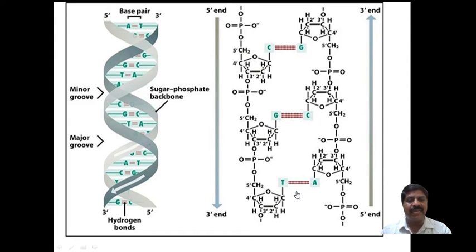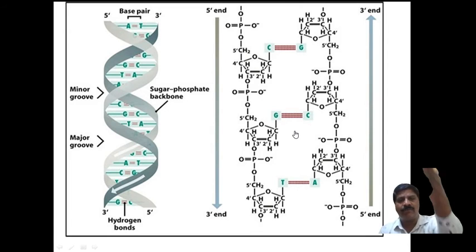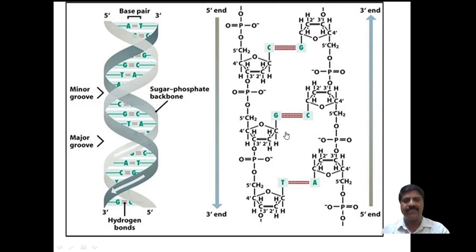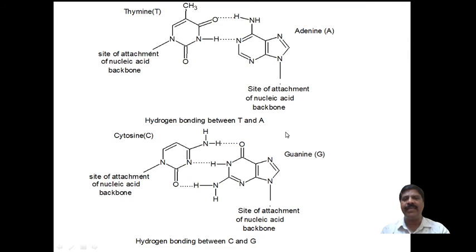Similarly, adenine to thymine contains only two hydrogen bonds. Therefore, adenine to thymine contains two, and guanine to cytosine always has three hydrogen bonds. This is the 5 prime end, this is the 3 prime end, the opposite direction, and the interaction takes place here. This is the structure of DNA. I have already told how hydrogen bonding takes place. This is a pyrimidine base, thymine, and this is guanine.